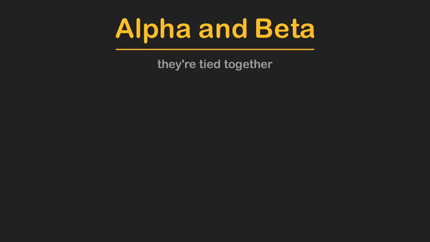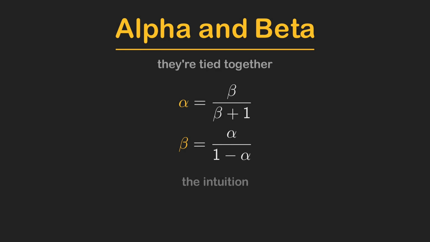These two gains are not independent. They are tied together by a simple relationship. Alpha equals beta divided by the quantity beta plus 1. And going the other way, beta equals alpha divided by the quantity 1 minus alpha. The intuition is easy. Because beta is large, alpha ends up sitting just barely below 1.